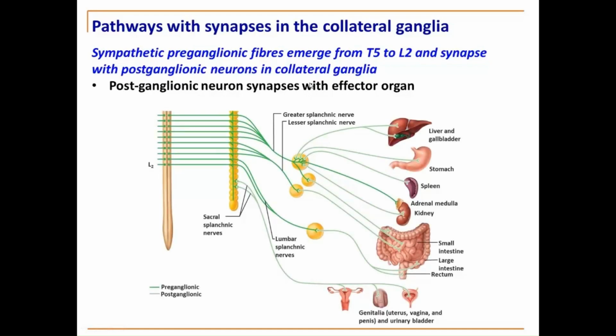So again, what I want you to do is just have a little look at what is actually going on in this picture, just to try and understand it. So have a look at the picture, look really closely for the actual synapses. Okay, you need to know where those synapses are and therefore where the ganglia are.